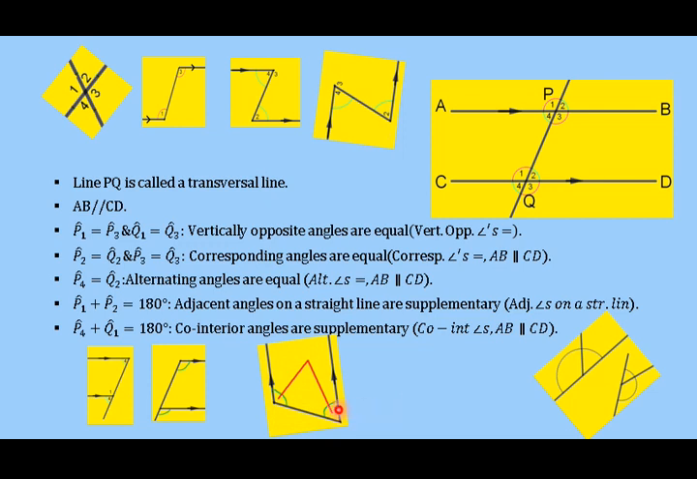Okay, now for co-interior angles, they are not equal, so they add up to 180.